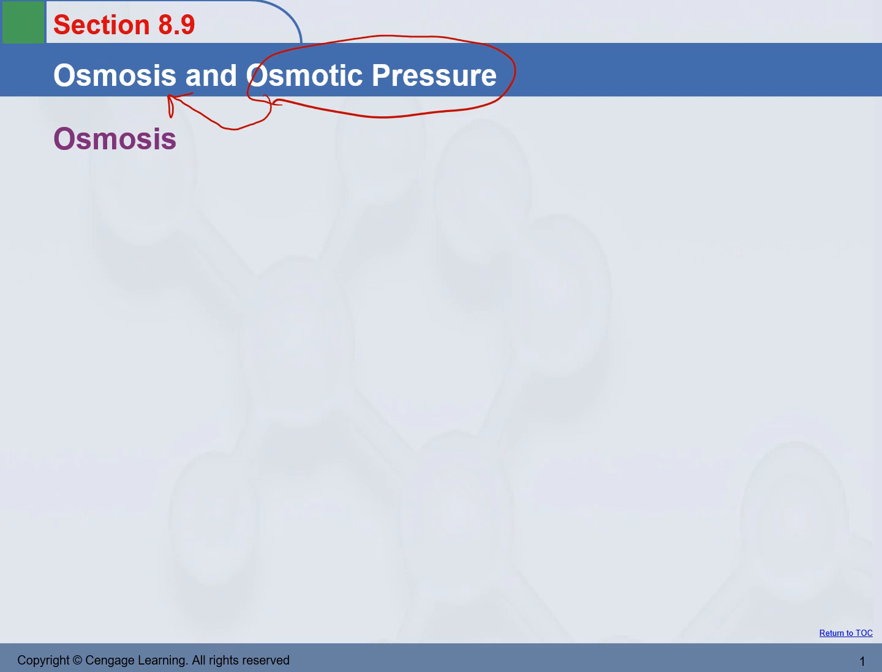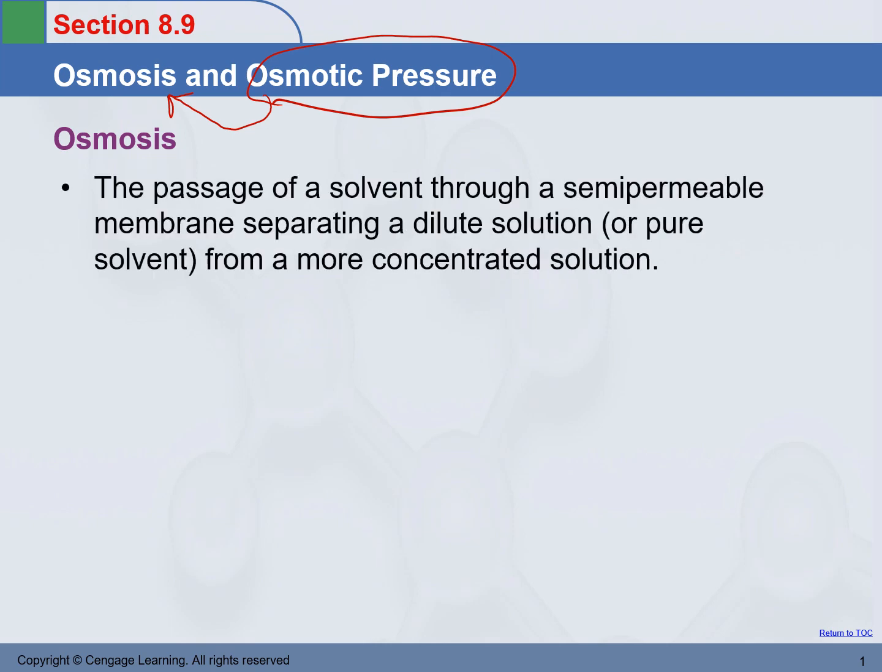Osmotic pressure is related to a natural process that is called osmosis. So what is osmosis? Osmosis is the passage of a solvent through a semi-permeable membrane, separating a dilute solution or pure solvent from a more concentrated solution. Looking at this description, you may not know what is going on actually. But slow down, that's okay. We're going to look at it again later.